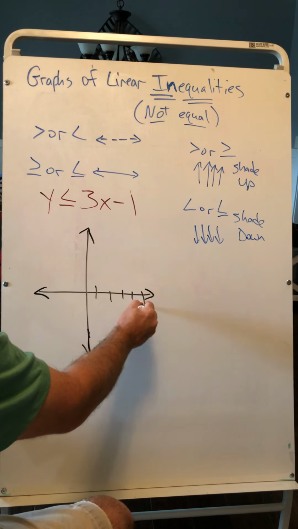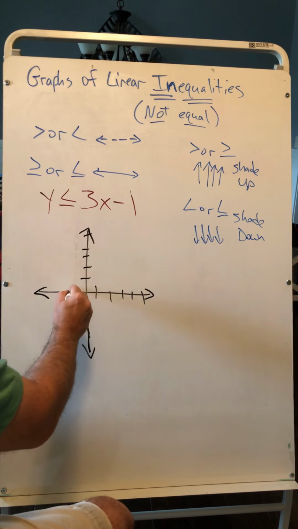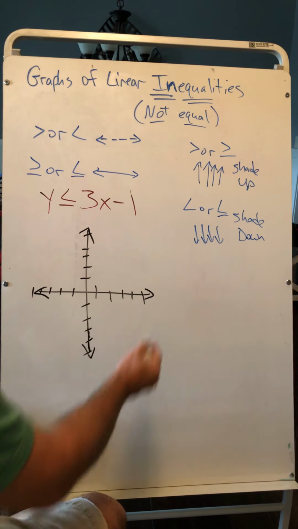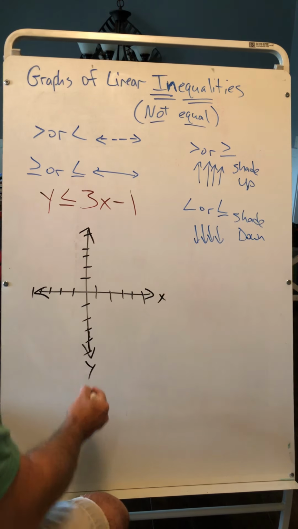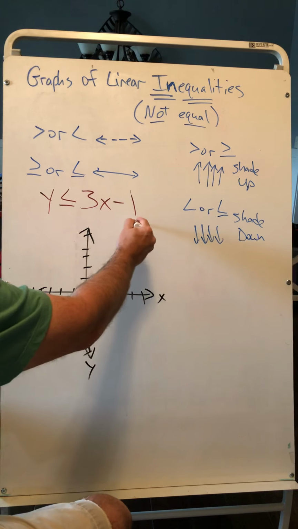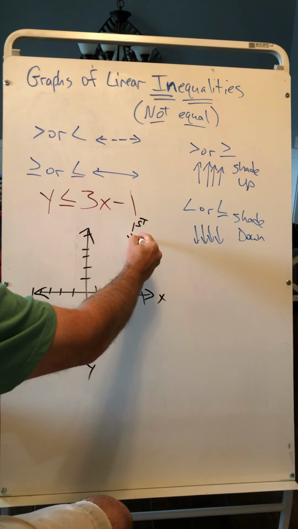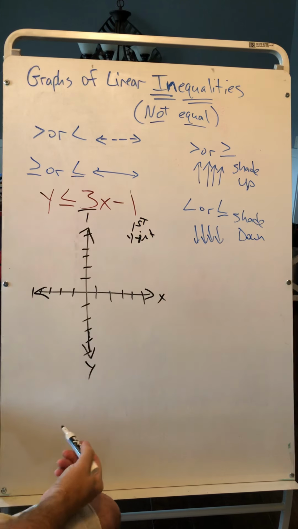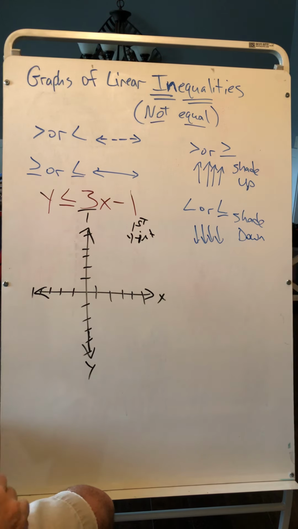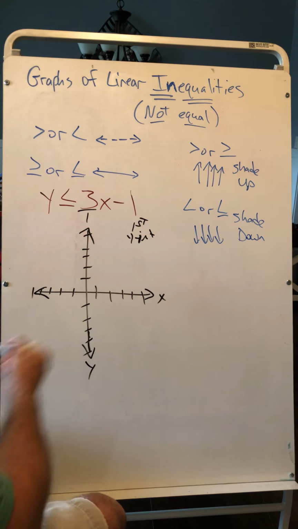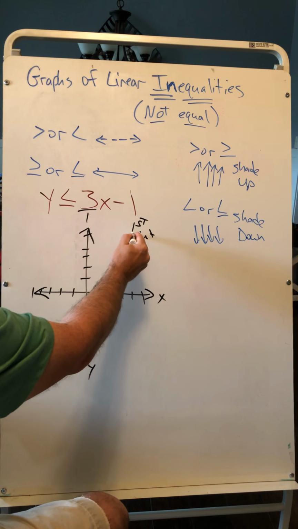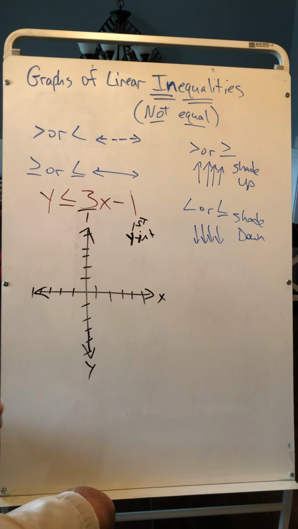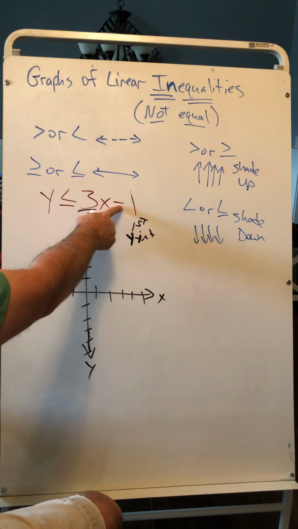1, 2, 3, 4, 5. I want 5 in every direction. This is my x-axis. This is my y-axis. This is what we're going to do first: it's the y-intercept. This is what we're going to do second: that's my slope. So for my y-intercept, it's a -1.